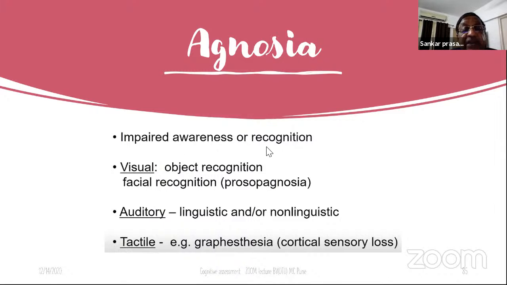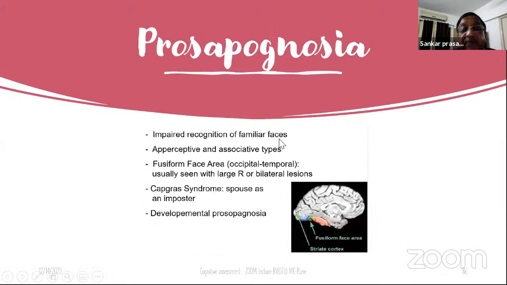Agnosia is impaired awareness or recognition of sensory modalities: visual sensation, auditory sensation, tactile sensation, object recognition, facial recognition, prosopagnosia, linguistic or non-linguistic, and graphesthesia, a cortical sensory loss that is tactile. We usually do this test, but we don't correlate it with agnosia. Tactile graphesthesia we usually do for cortical sensory testing. Prosopagnosia is impaired recognition of familiar faces. You should also have some photographs to show to patients to test for prosopagnosia. You can keep a photo of Mahatma Gandhi or Indira Gandhi, Lal Bahadur Shastri or Vajpayee, and they should be able to identify them.